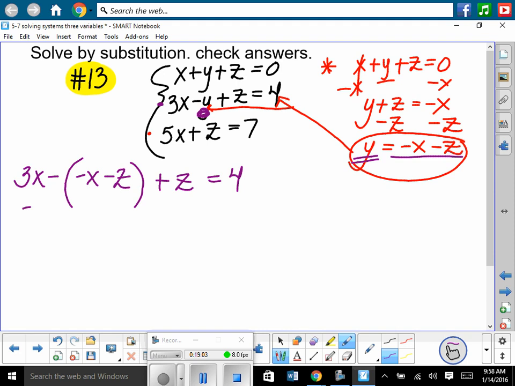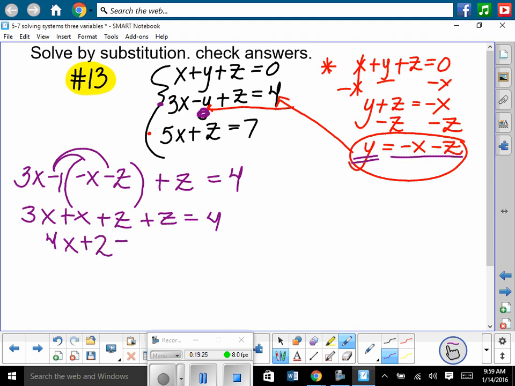So this negative is going to distribute through the 3, right? So we're going to have plus x and plus z. So we have 3x plus x plus z, and then don't forget about this plus z equals 4. So I have 4x plus 2z is equal to 4. Now I'm going to highlight that. Now look right here. Don't we just have an x and z equation? Can I put those two next to each other and solve for x and z? So I'm going to do that.